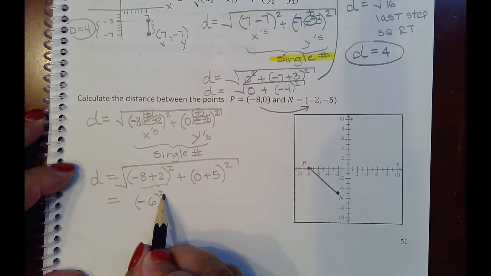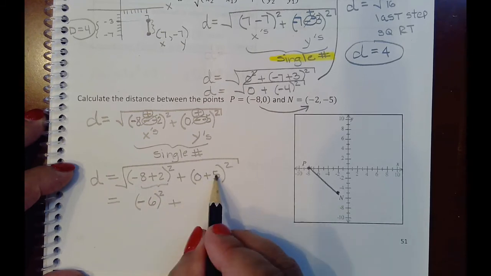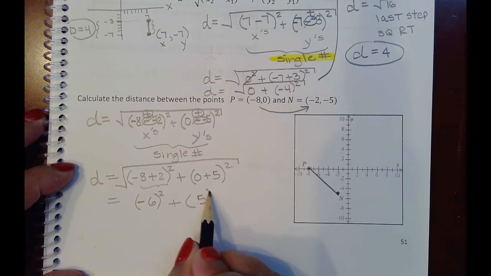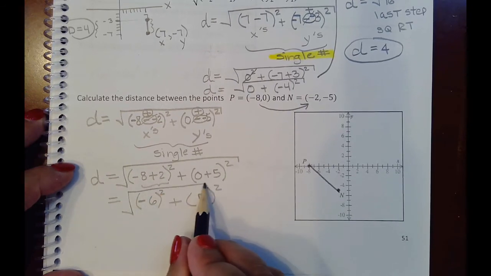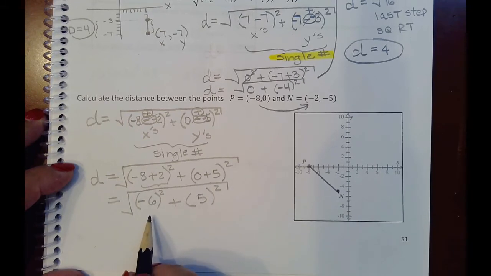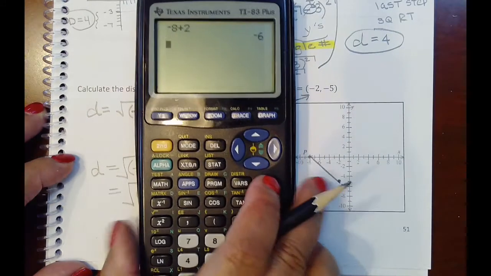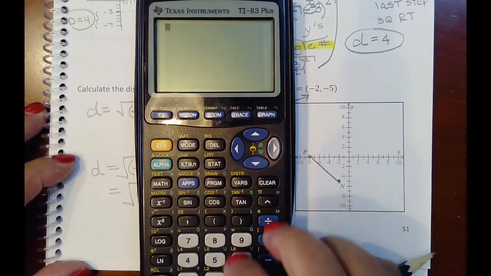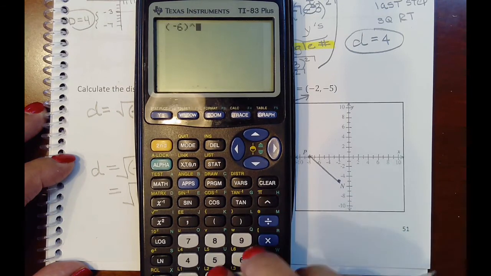I'm just doing one thing, getting a single number in the parenthesis. Let me do the same thing here. 0 plus 5, 5. Put a square on it. Continue. You're still underneath the square root. Okay, if you're going to put this in the calculator, put it in correctly. Open parenthesis, put the -6 in there, close the parenthesis, and then put a square.